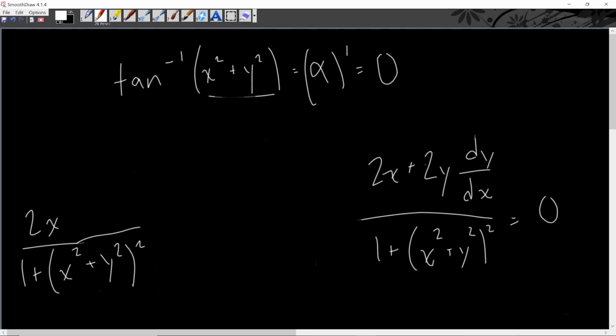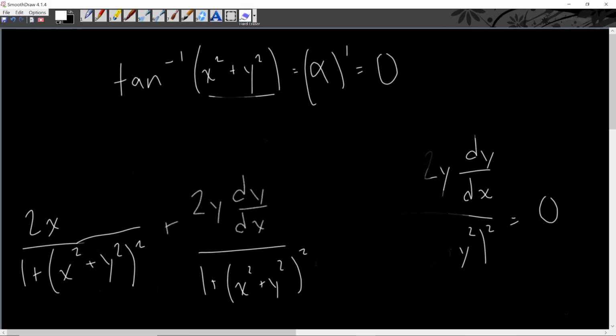Plus 2y dy dx. I'm using the wrong thing. 2y dy dx over 1 plus x squared plus y squared squared.